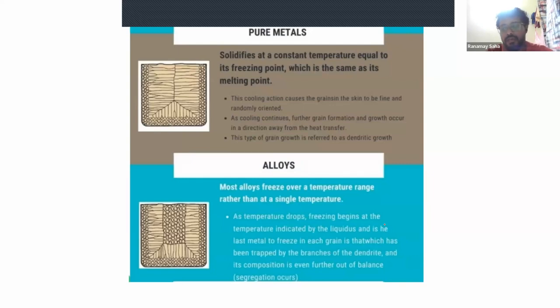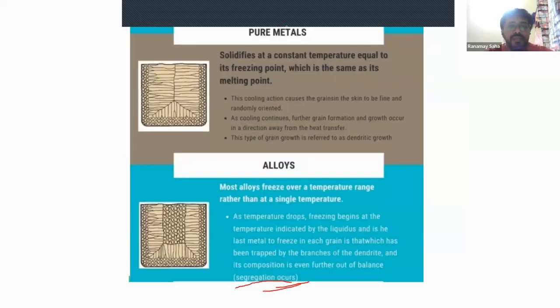And in most cases, there can be particle segregation. Particles may get segregated into the liquid, so that can finally lead to density variation in the final product. So this is the main thing with alloy solidification. You can see this segregation thing, right?